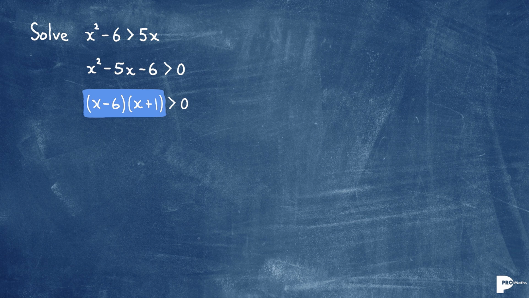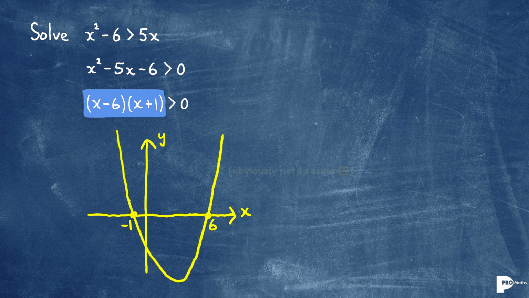So sketch the graph of y equals x take 6 times x plus 1. Since it's factorized, you can straight away find the roots at -1 and 6. And since the x squared term is positive, you know it's a parabola with a minimum.